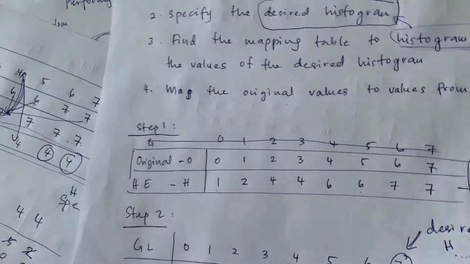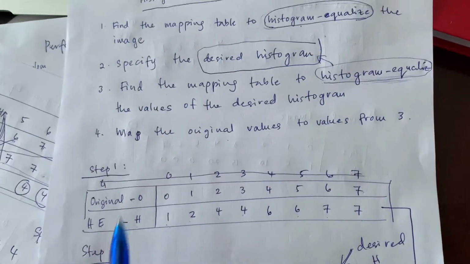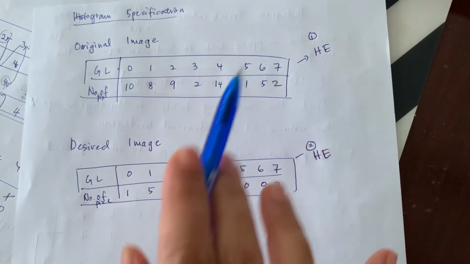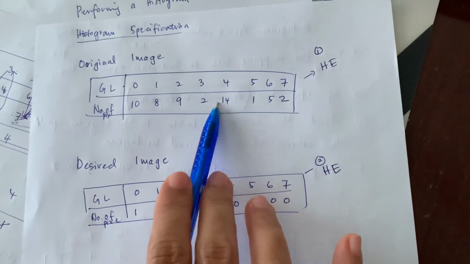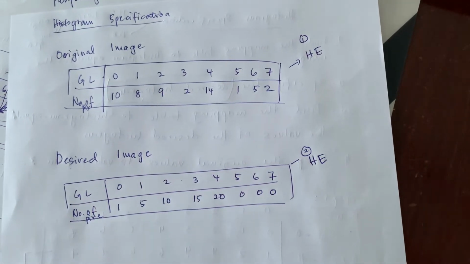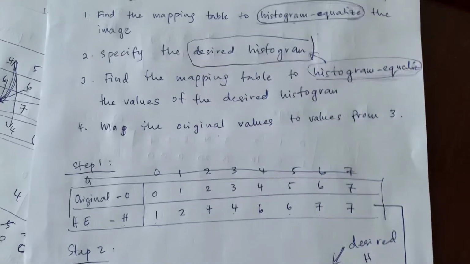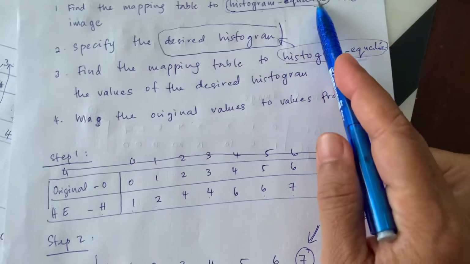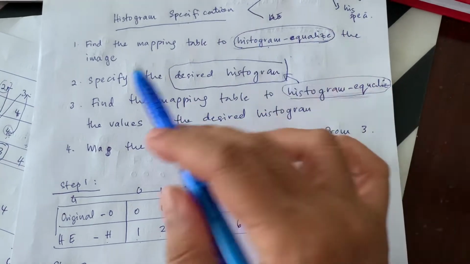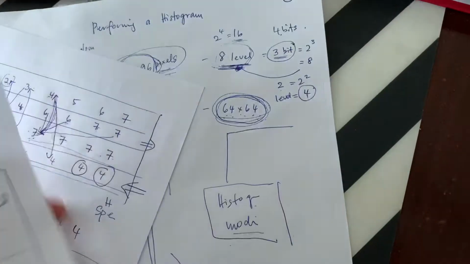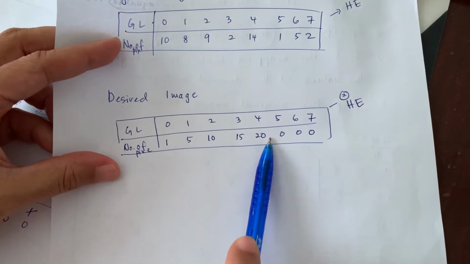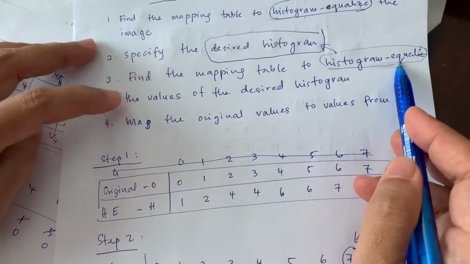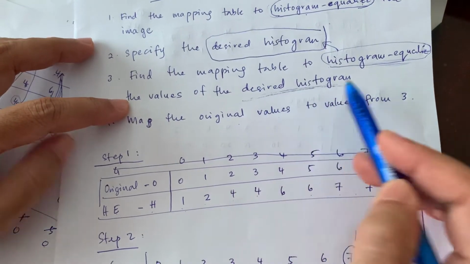So the steps start from 1. This is the original. You apply the histogram equalization. This is an example of the previous one where, when you apply the histogram equalization, this will be the output, the new one. Next you specify the desired histogram. Now you already specified it, so this is the desired histogram. Next you find the mapping from histogram equalization to histogram equalization.